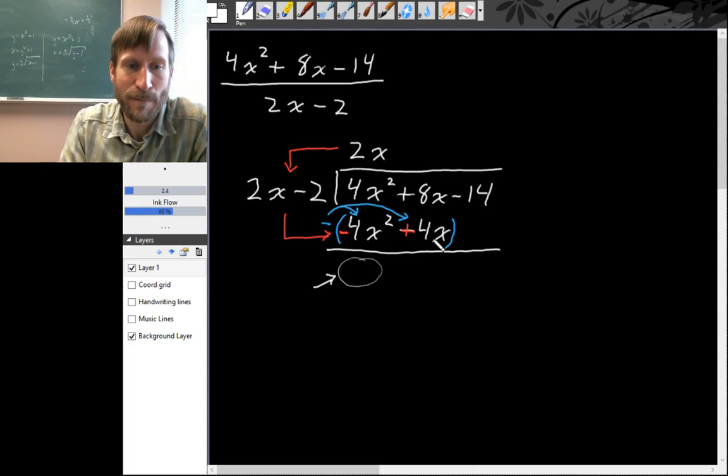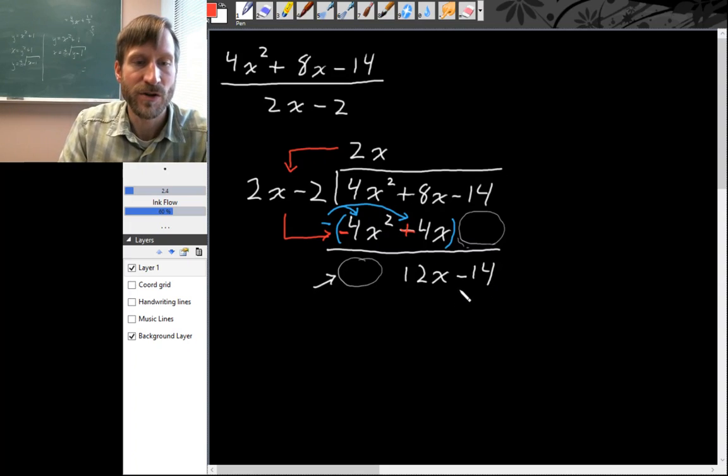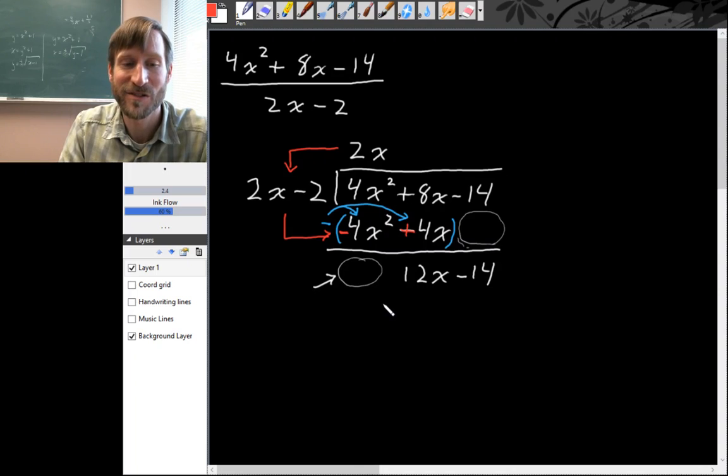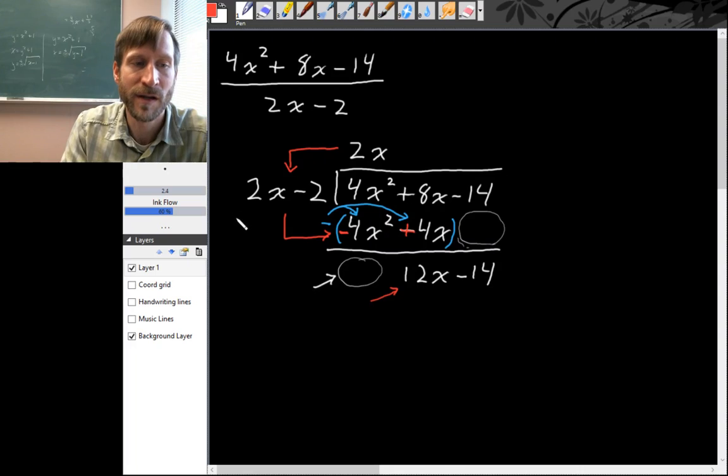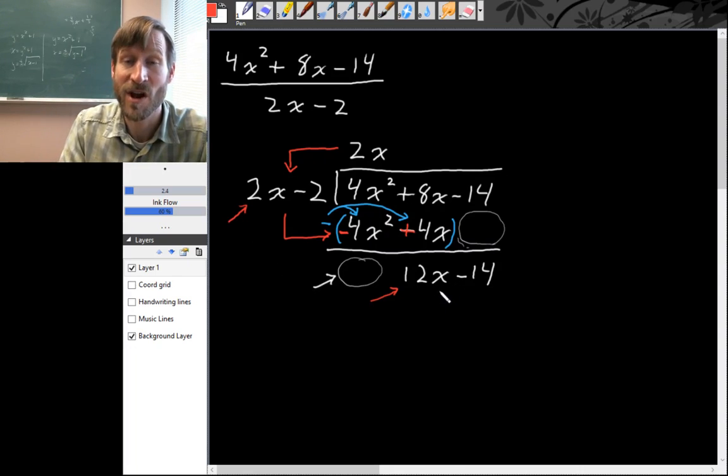And now 8x plus 4x is 12x. And then minus 14. There's nothing in the ones place here, so it's just minus 14. And now we ask ourselves, are we done? You're done with your division when the remainder is smaller than the divisor. And when we're talking about polynomials, smaller means lower degree. So our remainder has degree 1, our divisor has degree 1, so the degree of our remainder is not smaller than the degree of our divisor, so we need to keep going.